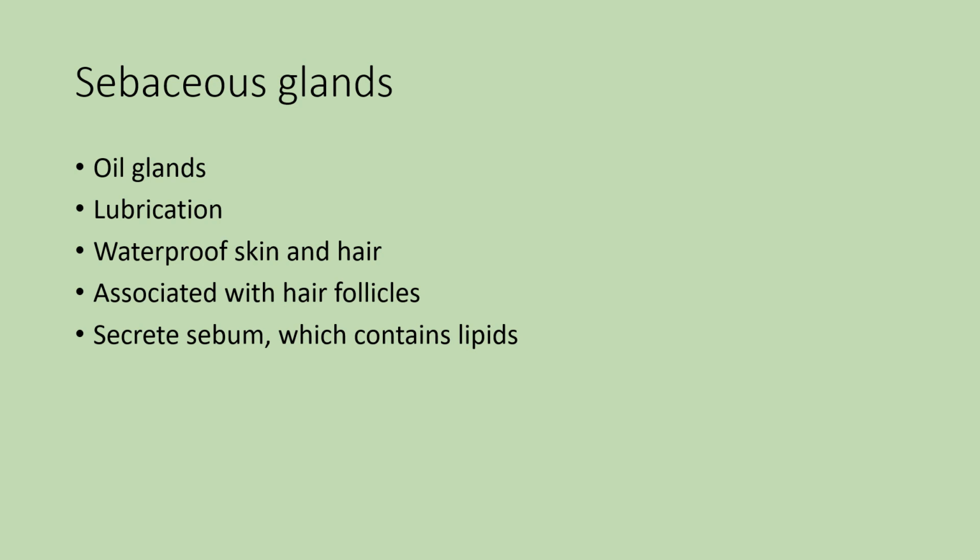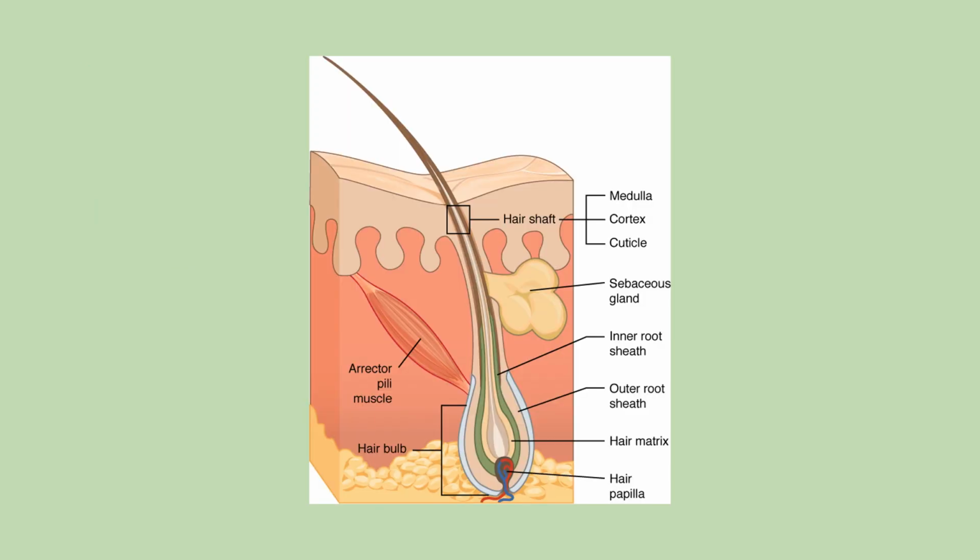Sebaceous glands are oil glands. These function for lubrication. They are involved with helping to waterproof the skin and the hair. They're associated with the hair follicles. They secrete what's known as sebum, which contains a lot of lipids or fat substances that help with that lubrication. And so this is the sebaceous gland here. The oil or lipids are released and secreted into where the hair follicle is. Now, sometimes that can get plugged and then cause its own set of problems.